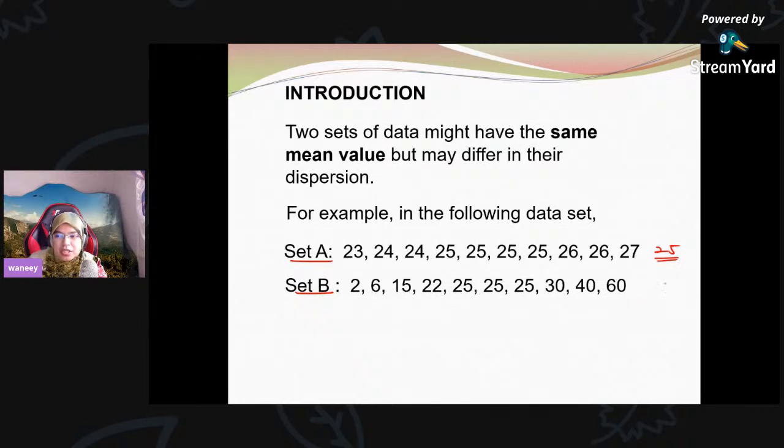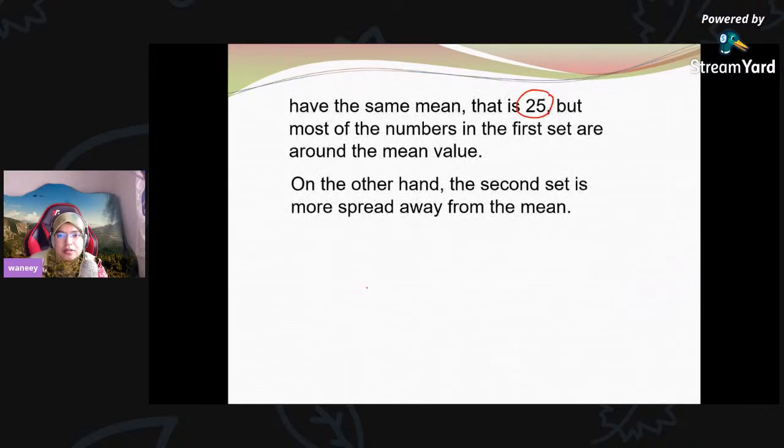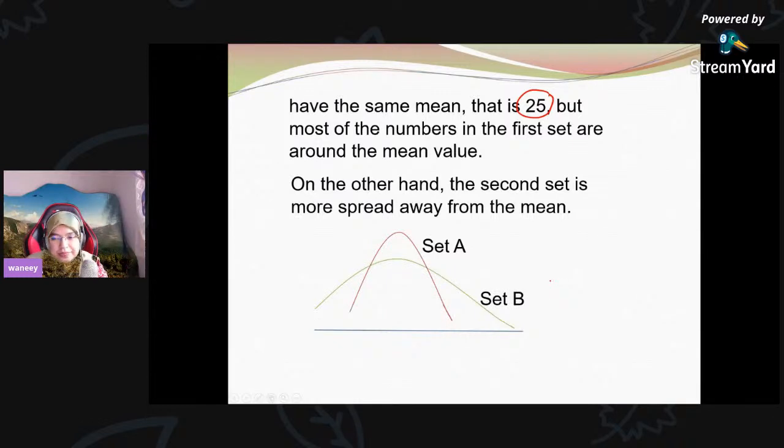For this one, it is quite different from our mean because we go up until 60 and then we have a very small number which is 2. So this is quite far from my mean. Okay, so on the other hand, the second set is more spread away from the mean. So this is basically how you want to draw them. This is set A and this is set B. They are more dispersed. So this is the mean, 25. As you can see, for set A, they are just around the mean. But for set B, they are farther away from the mean, or we're going to call them more dispersed.